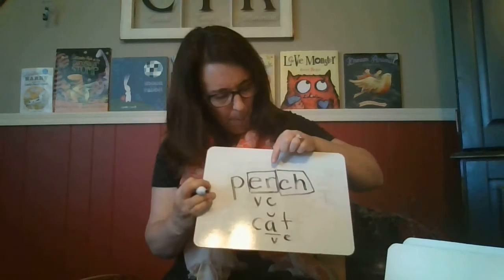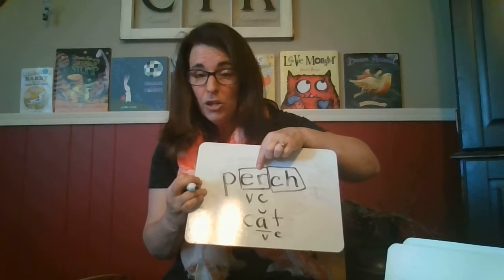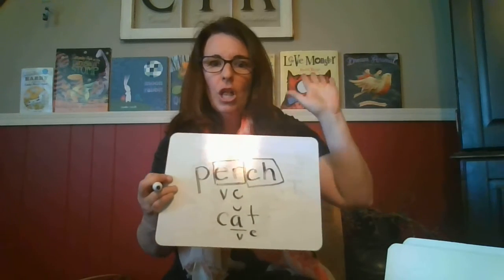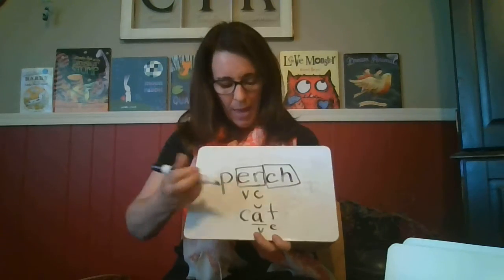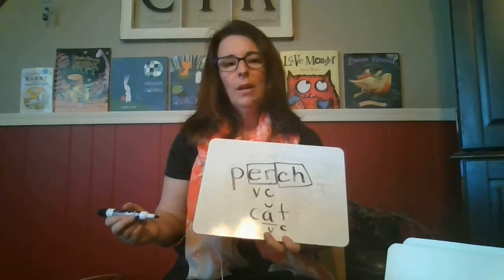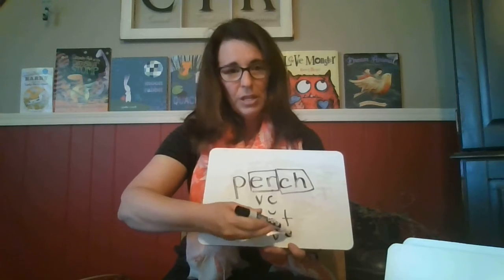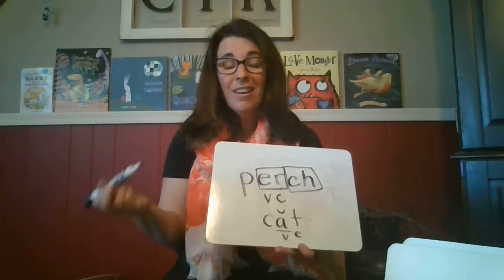If you have a bossy, crazy, controlling R, it's not a closed syllable. It just looks like a closed syllable. It's an R controlled. So even though it has the same pattern as a closed syllable, it's not. It's R controlled. Those crazy R's are going to run around and control everything.